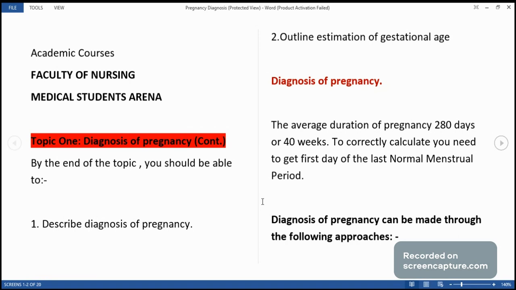Diagnosis of pregnancy. The average duration of pregnancy is 280 days or 40 weeks, okay? And 40 weeks is almost 9 to 10 months. So to correctly calculate, you need to get the first day of the last normal menstrual period, or what we call Naegele's rule. Naegele's rule, we are going to check at the last stage. But for now, what is important here is diagnosis of pregnancy, which can be made through the following approach.